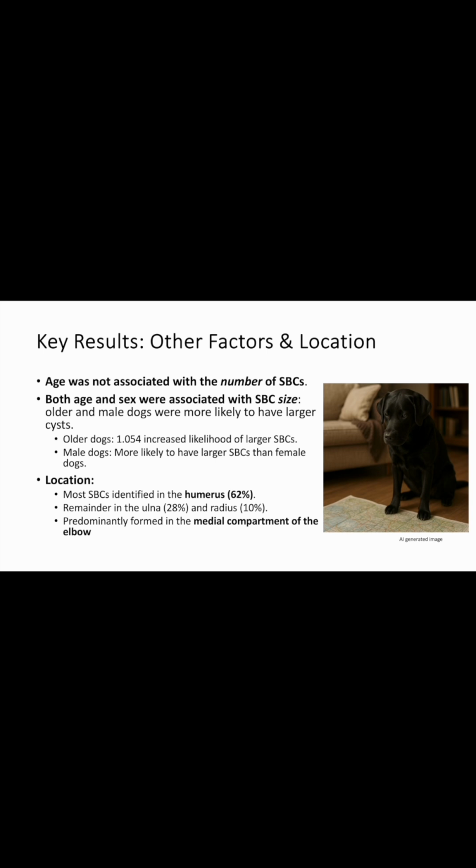While age was not associated with the number of subchondral bone cysts, both age and sex were associated with their size, with older and male dogs more likely to have larger cysts. Most of these cysts were located in the humerus, with the remainder in the ulna and radius, and they predominantly formed in the medial compartment of the elbow.